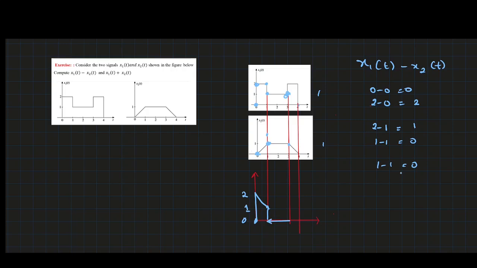The next change we have at this point is what? Here, 2. This point is still 1. So it will be 2 minus 1 equals to 1. So this comes up.